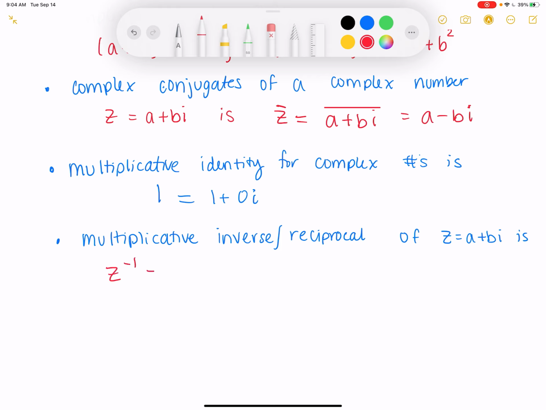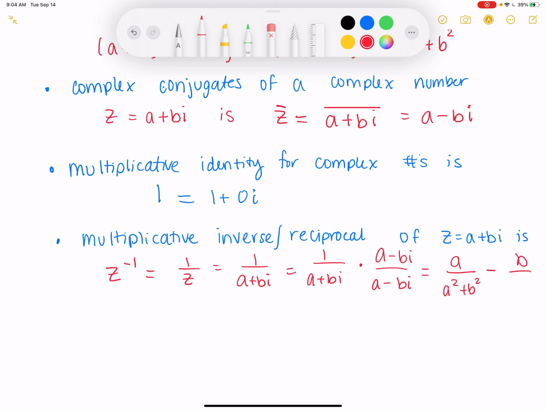Is that a 1? 1 equals 1 plus 0i? Just making sure. Yep. So z inverse is equal to 1 over z is equal to 1 over a plus bi is equal to 1 over a plus bi times a minus bi over a minus bi is equal to a over a squared plus b squared minus b over a squared plus b squared times i.